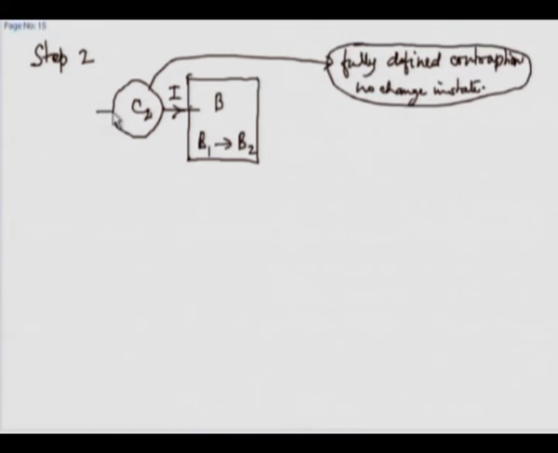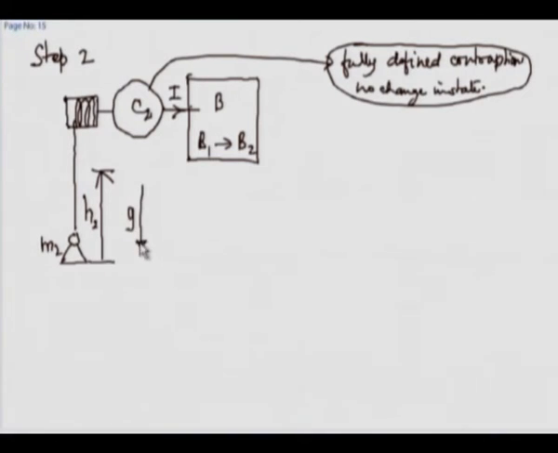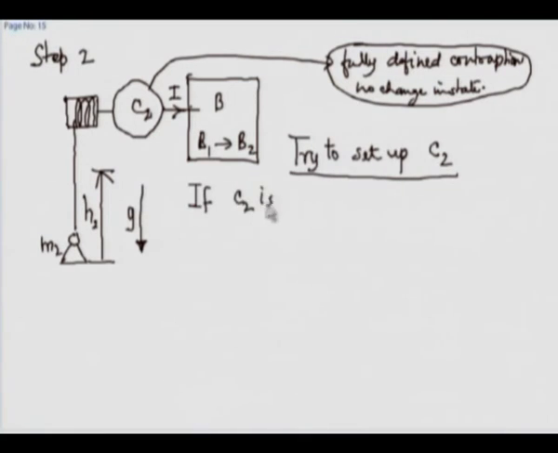I try to set up C2, whose result should only be to raise a mass, maybe M2, by a height H2 against a gravitational field G. So we try to set up or discover or invent C2. And then we say if C2 is possible, then we come to the conclusions that yes, 1.